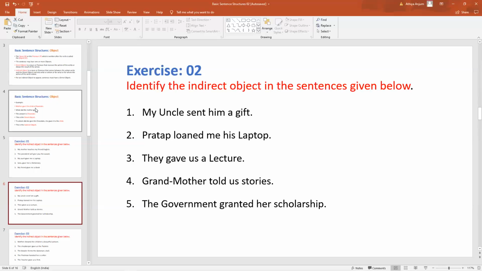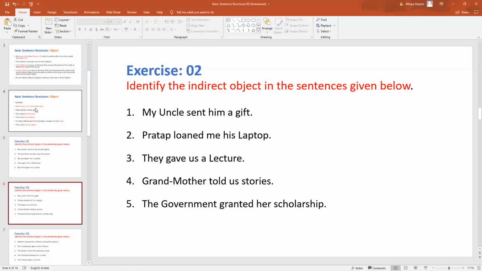Next one, Pratap loaned me his laptop. So same here also. Again, here loaned or lent, okay, it is the same. Giving for some time. That's called a loan. Loaned me his laptop. Loan is the verb here. Okay, so from this find out your direct object, which is directly dependent on the verb. Then from there go to your indirect object. They gave us a lecture. So same here also, same process. Try to find out the direct object and the indirect object.